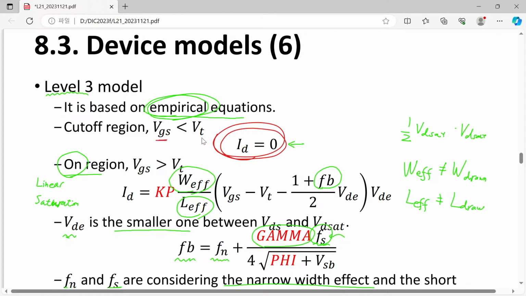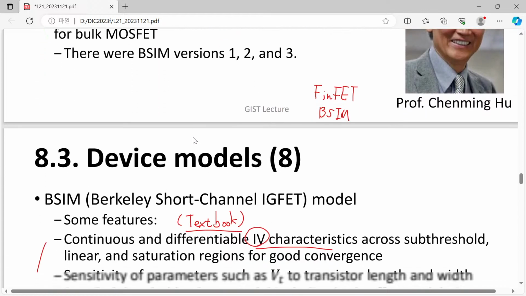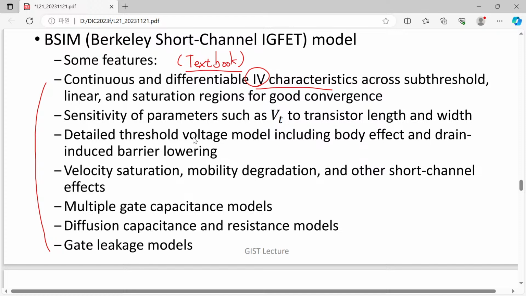One of the serious problems of these models is this one. Whenever your gate voltage is lower than the threshold voltage, then the drain current is just 0, exactly 0. It means that sometimes you cannot determine the bias voltage exactly, because small differences should be allowed to accurately determine the voltage. However, it is not possible. But in the BSIM model, the subthreshold, linear, and saturation regions all have non-zero drain current, and they are continuous and differentiable.